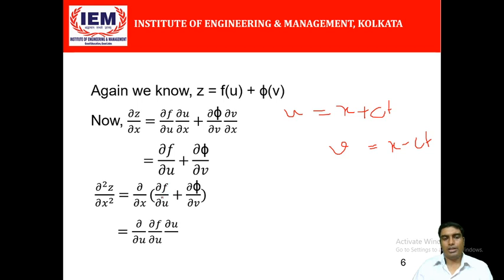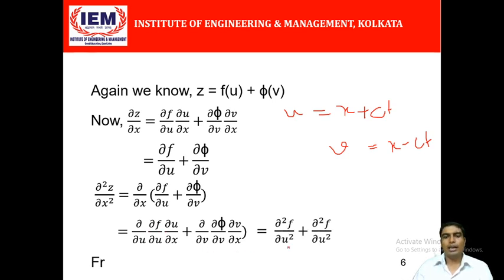So I have to differentiate this one with respect to u and we are adjusting ∂x here, and similarly here we are differentiating with respect to v, and we are adjusting ∂x here. I know this ∂u/∂x and ∂v/∂x equal 1, and this is equal to ∂²f/∂u² and ∂²φ/∂v². From equation number 1 on the previous slide I can get ∂²z/∂t² equal to c² times this value, which equals ∂²z/∂x².